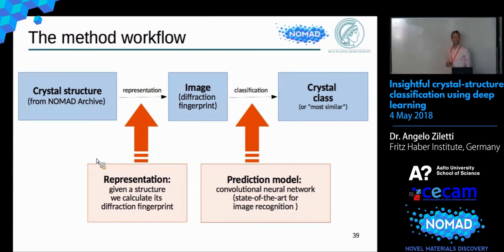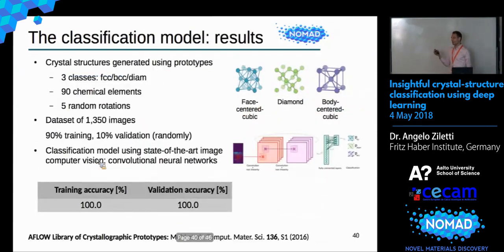And so now we have an image, and we will use the convolutional neural net. To build the database, I just take the AFLOWLib, and I generated these prototypes. I just take these three classes, 90 chemical elements, and I put 5 random rotations. We don't have to, we can just take one, but this is just for numerical purposes. We don't need to data augment because this is rotational invariant by construction. And now you have 1,000 images, and I train the neural net on them. The neural net is really tiny. It takes, I don't know, a few minutes on my laptop to train. And we get 100% accuracy, training and validation.